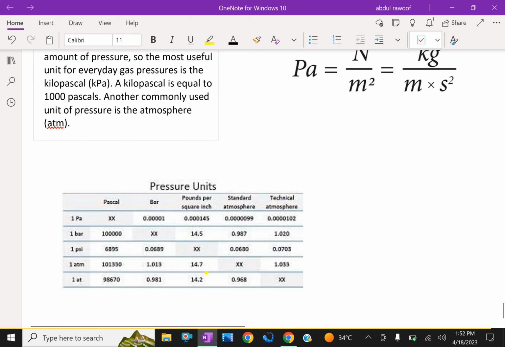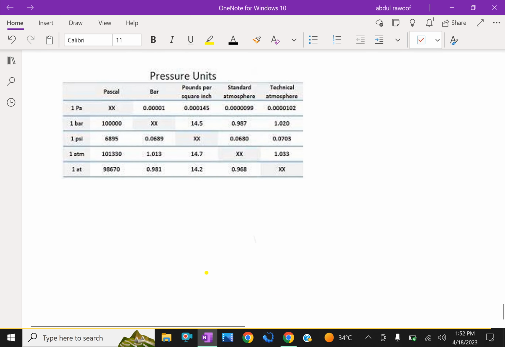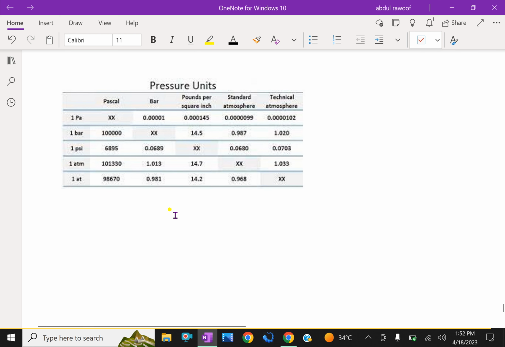Now, this table is important. That means what is the relation between the different units of pressure. Look here. 1 Pascal in terms of bar is as shown, and 0.00001 pounds per square inch. Your conversion is there. This conversion table is more useful to calculate pressure in different units.